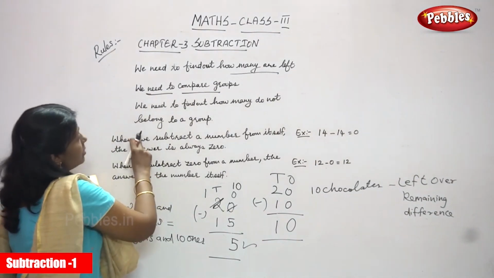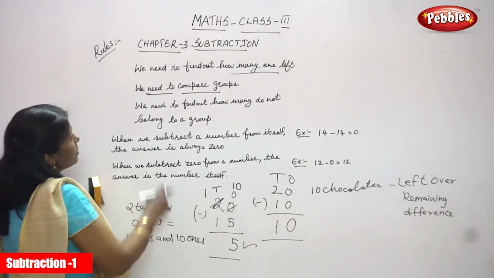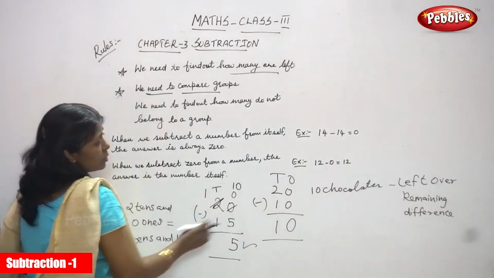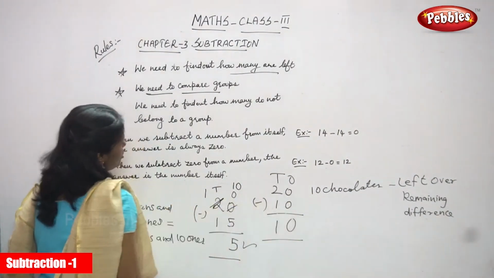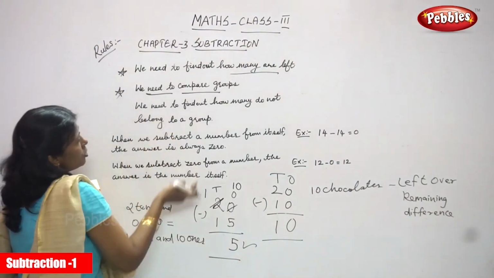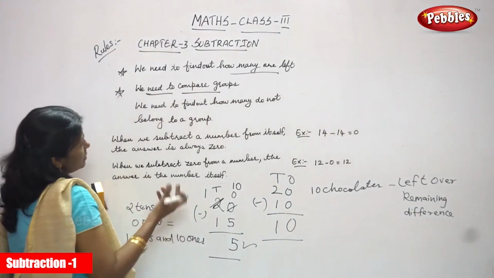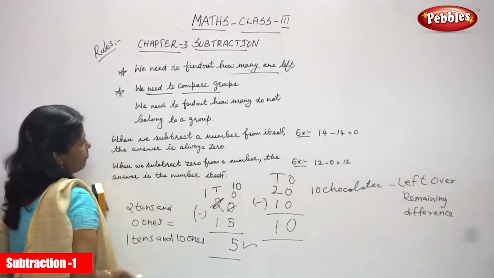This is the second one. So we need to compare groups. Always we are comparing groups. This is very important. This is the first point. And second is, we need to compare groups, because how many ones, how many tens, this is a ones group, this is a tens group. So we are comparing groups. We need to find out how many do not belong to a group. That is also what we have to find out.